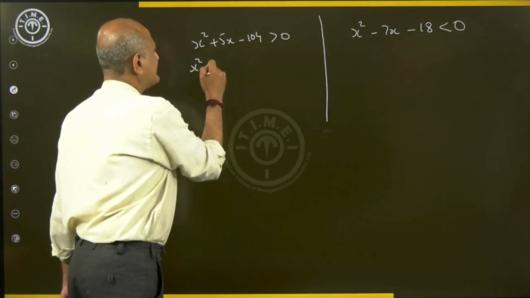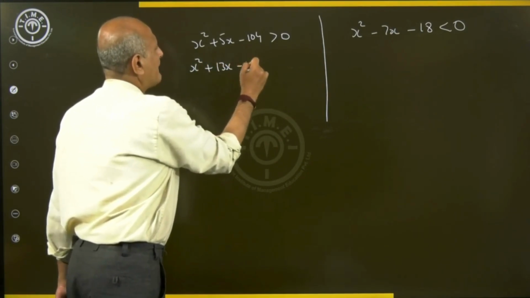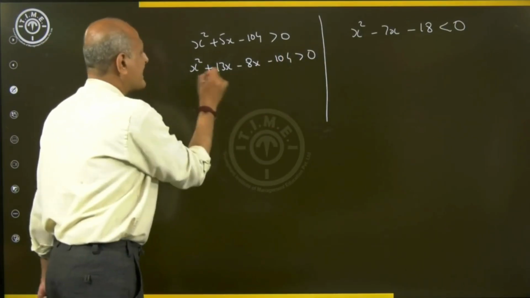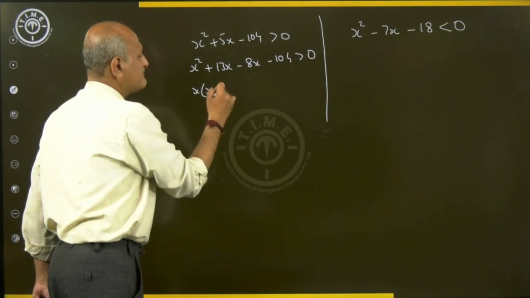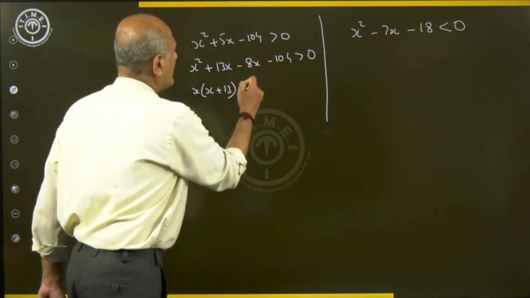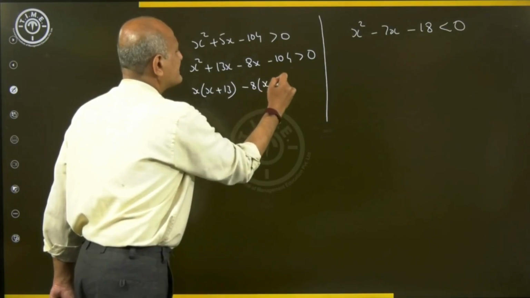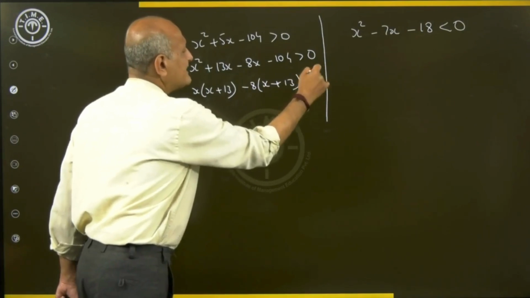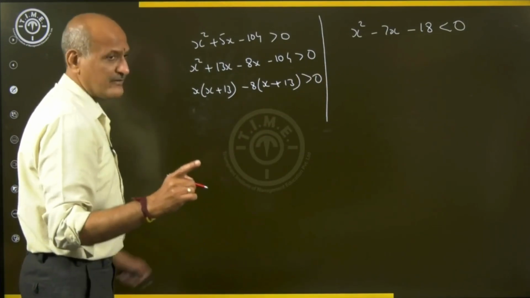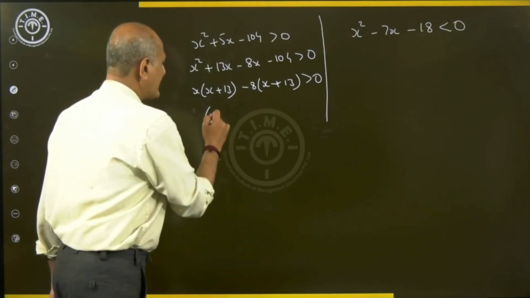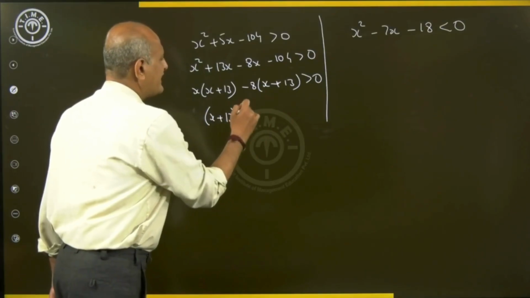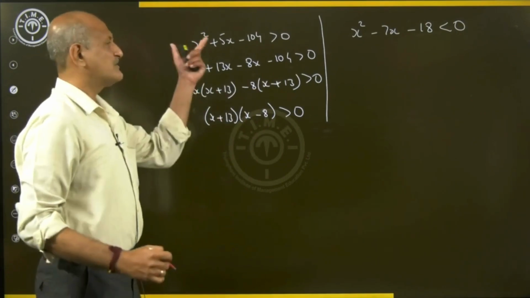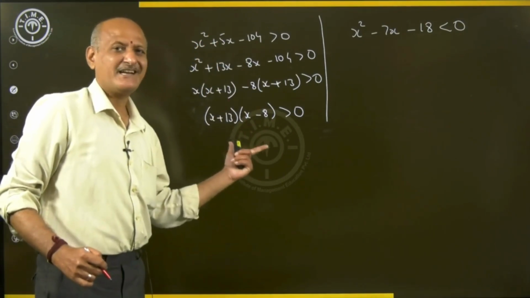So we write it this way: x square plus 13x minus 8x minus 104 is greater than 0. Taking x common outside, we get x times x plus 13. Now taking minus 8 common, we get minus 8 times x plus 13. So this is greater than 0. The given quadratic expression can be factorized as x plus 13 into x minus 8, and this whole thing is greater than 0.